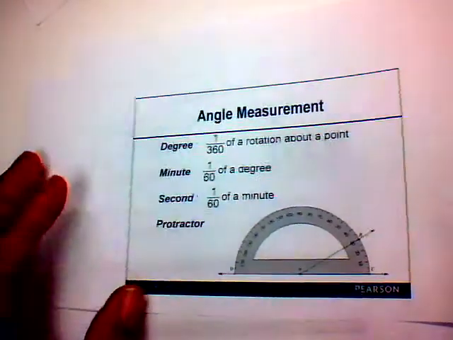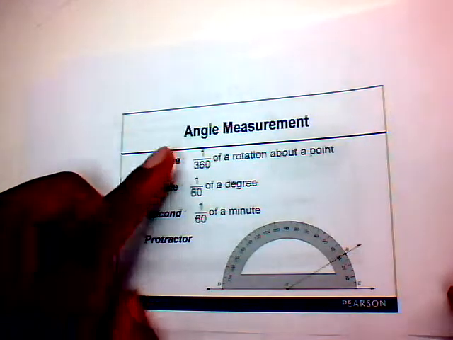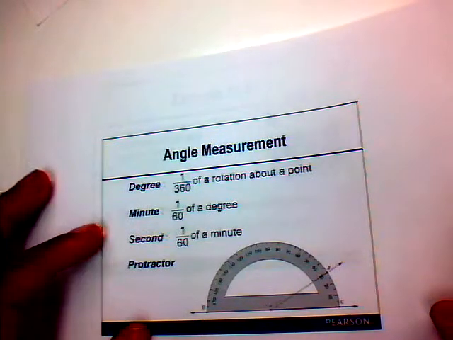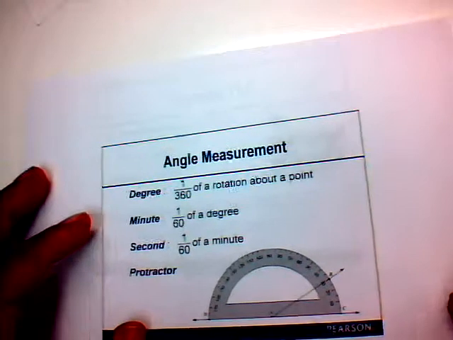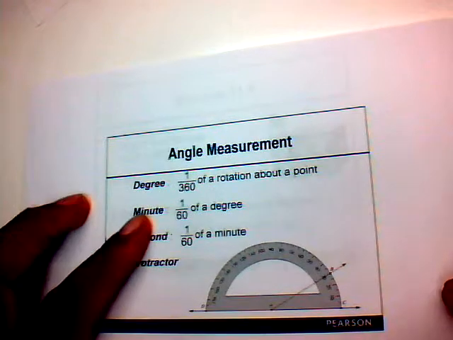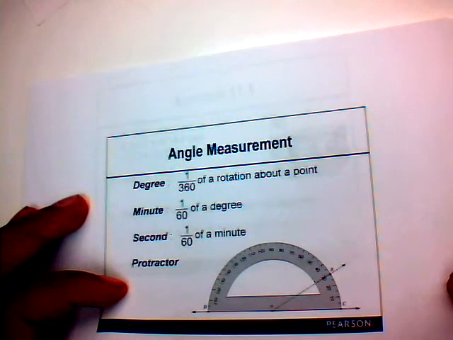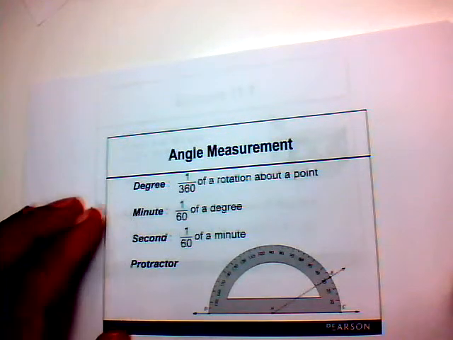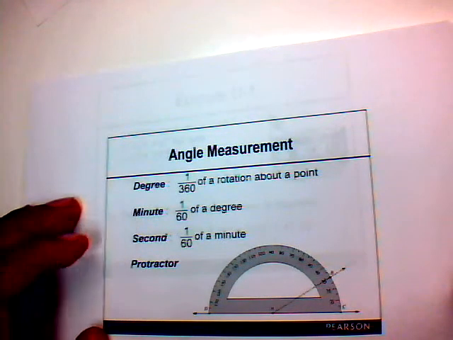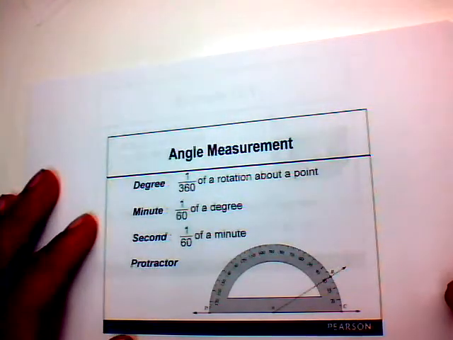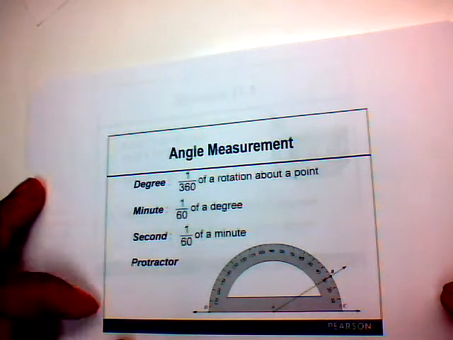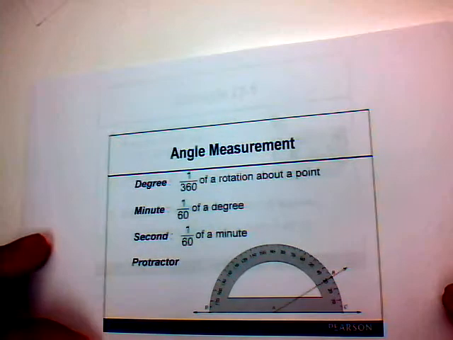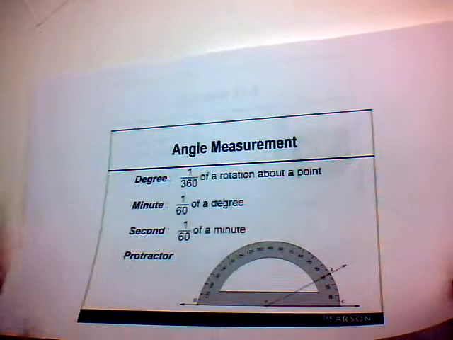Now let's talk about what a degree is. A degree is 1/360th of a rotation about a point. A minute is 1/60th of a degree, and a second is 1/60th of a minute. As with time, you've heard of minutes and seconds: a minute is 60 seconds, or 1/60th of an hour, and the second is always 1/60th of a minute.